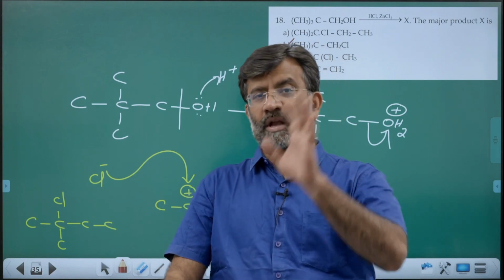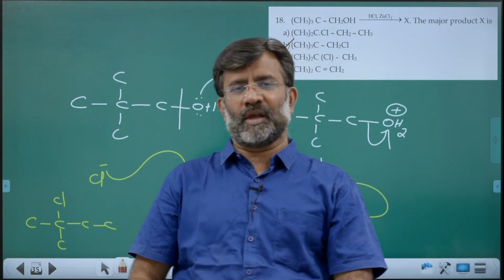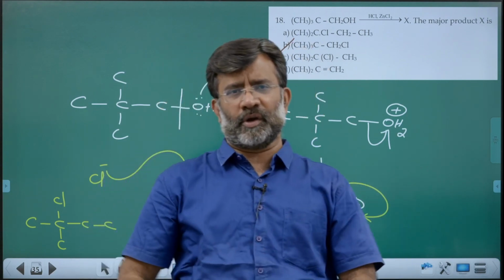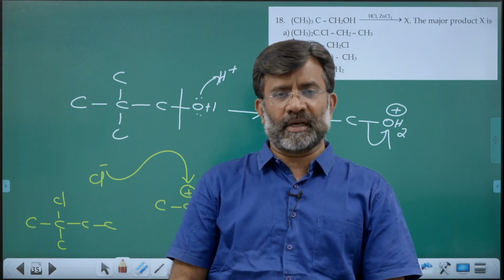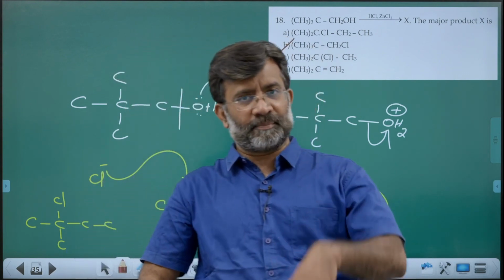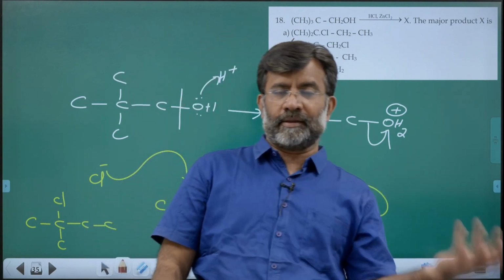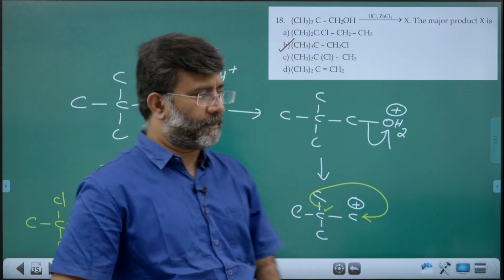So that's a very good comparison, previous question and this question. Previous question, PCl5 simply substitutes the OH group. Here, HCl with anhydrous zinc chloride, you have to think. First of all, you get a primary carbocation that is converted to tertiary carbocation and then you get substitution. Next.